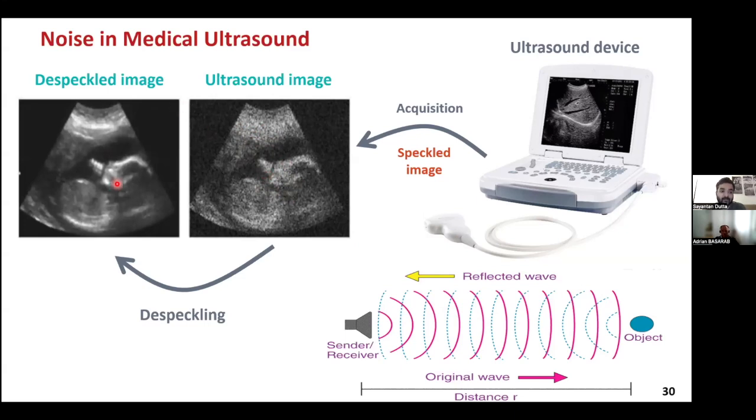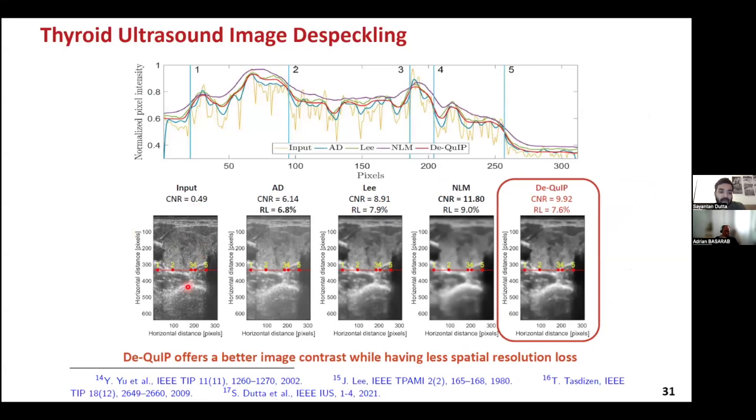So we have to remove the speckle to get a high quality image. This is very important for better medical diagnosis. So we apply our method to this ultrasound image despeckling problem. And this is the result. So here we have a cancerous thyroid ultrasound image, where you can see there is significant speckle. And these are the different methods that I compared: anisotropic diffusion, Lee filtering, and non-local mean. And this is our proposed method. And we compare the contrast to noise ratio and the resolution loss. Our method actually gives a good balance between the contrast and the resolution loss. So it gives better contrast while having less spatial resolution loss compared to the other standard techniques.